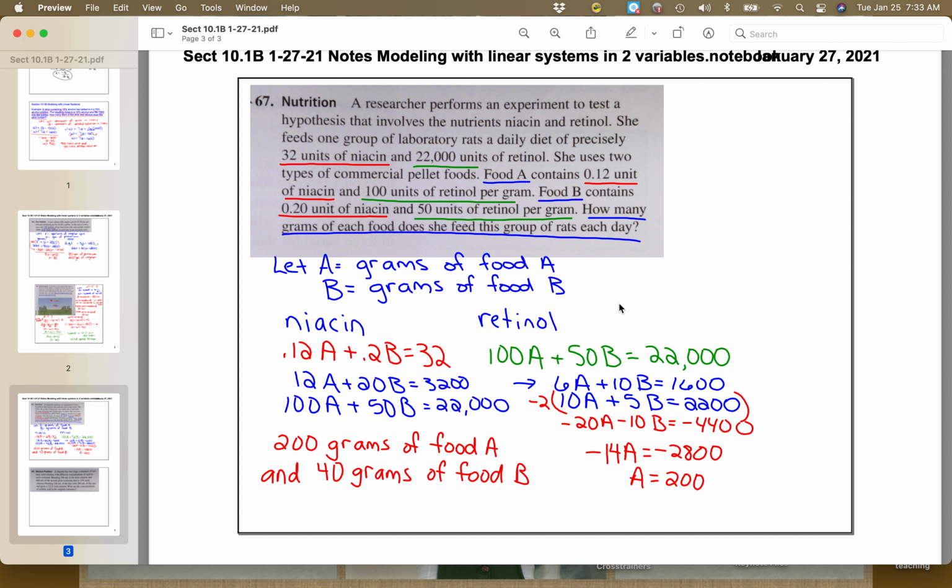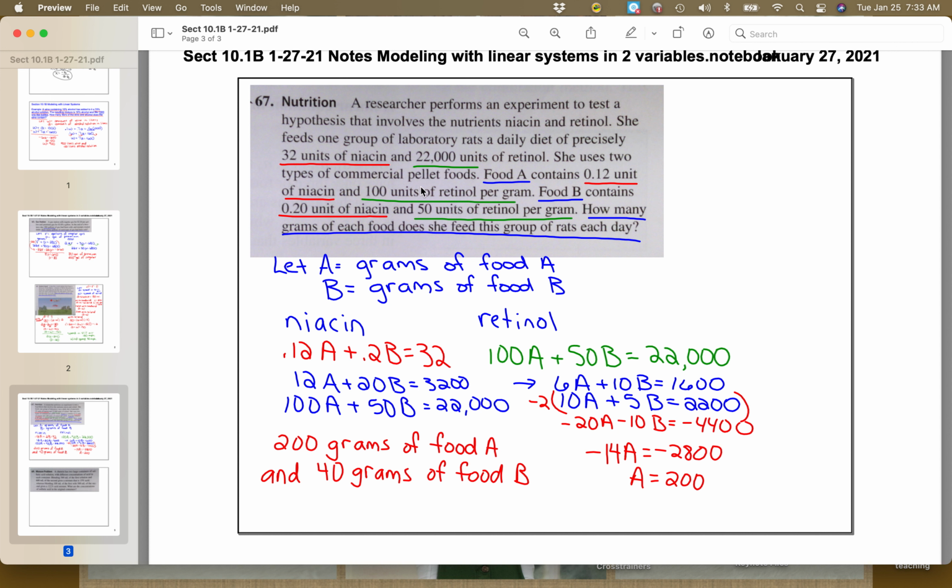So those are my variables. Then I must have something going on, though, with the niacin and the retinol. So I need an equation that's about niacin and an equation that's about retinol. So the niacin I underlined in red. This is how much she has total, 32 units of niacin and 22,000 units of retinol. So that's how much she has total of those things.